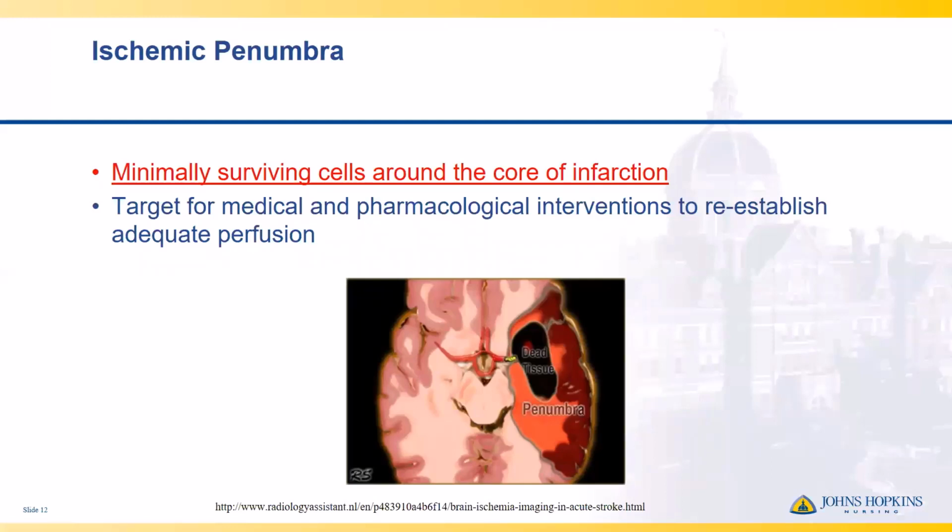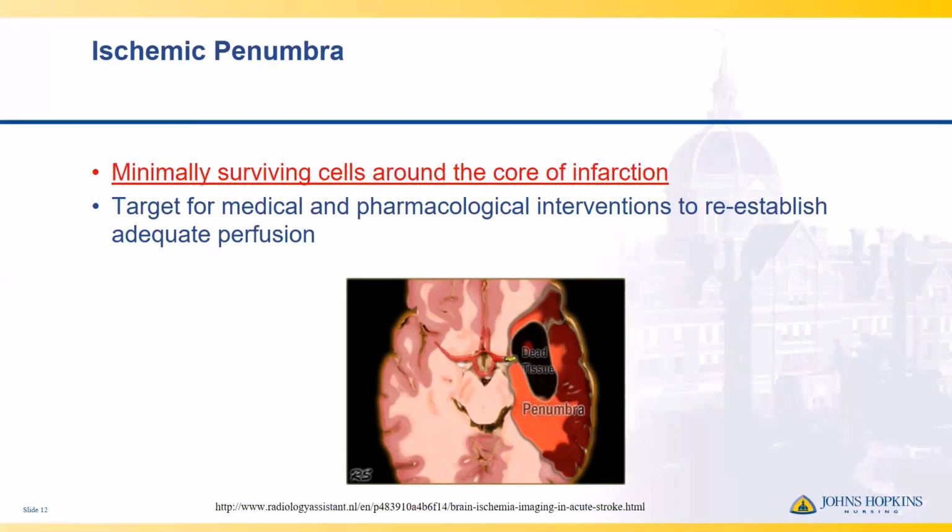Now, when a patient has had a stroke, there's an area called the ischemic penumbra. Where the stroke is, that's where you have the dead tissue. That is the core of the infarction. And the ischemic penumbra is the area around that core infarct with minimally surviving cells. This is our target for medical and pharmacological interventions and to reestablish adequate perfusion. So you can see in the picture here that we have the dead tissue in black, but the penumbra around it in orange is a much bigger size.